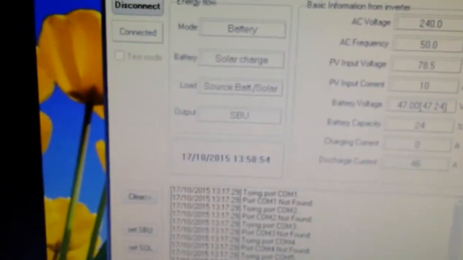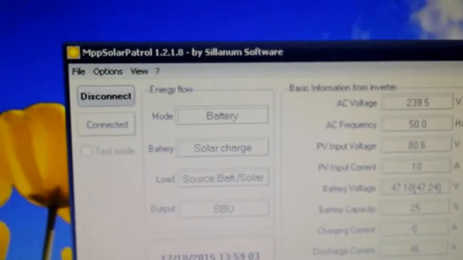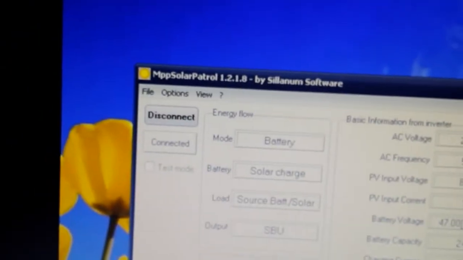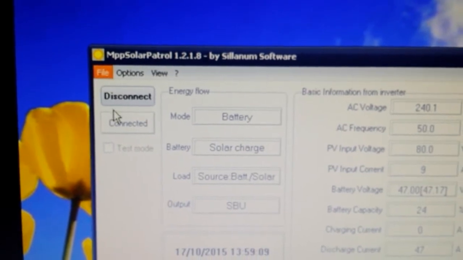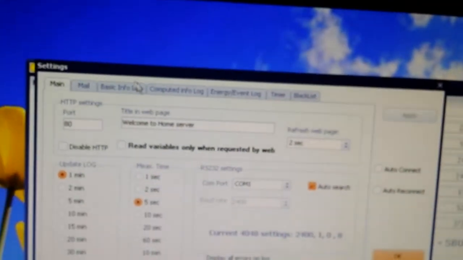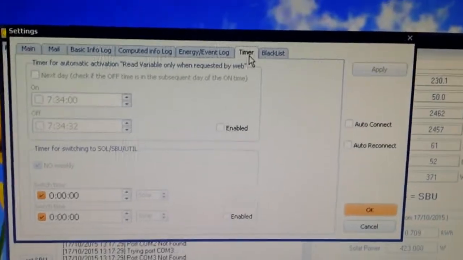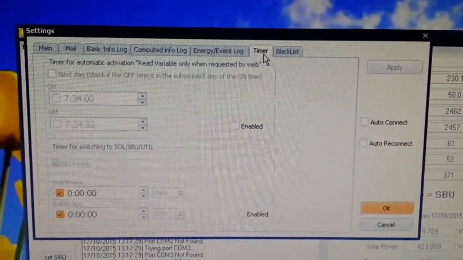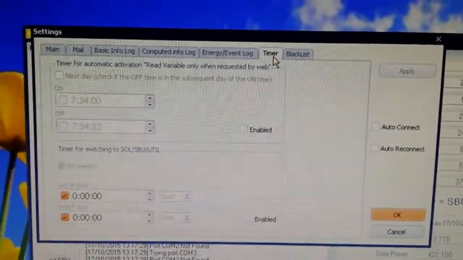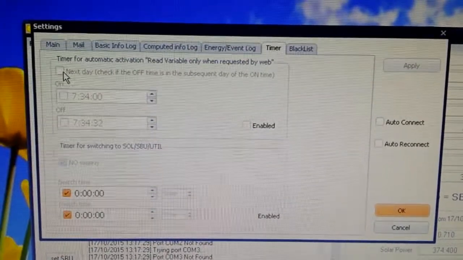So this program has a very nice feature here. It's called the timer feature. How do I get over there? Yeah, this timer feature. Timer, there you go. So this is very interesting for, I know you, the people in South Africa have load shedding, I think you call it. So you can actually enable a timer.